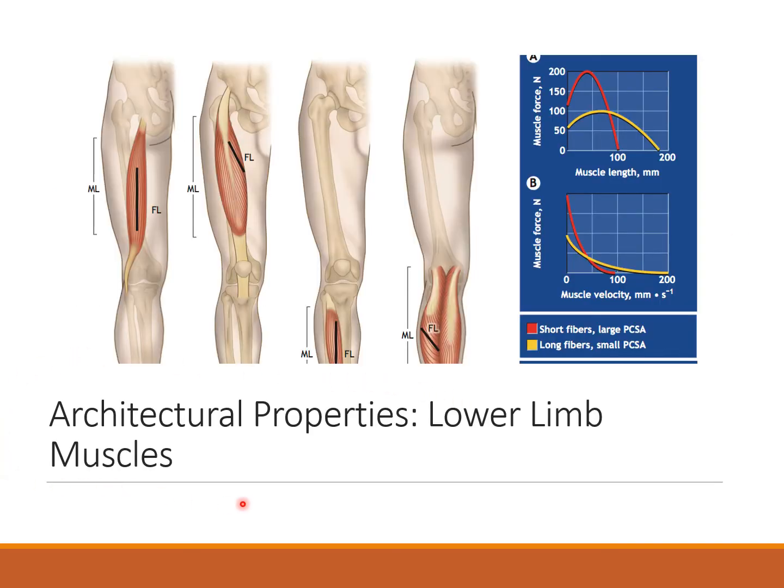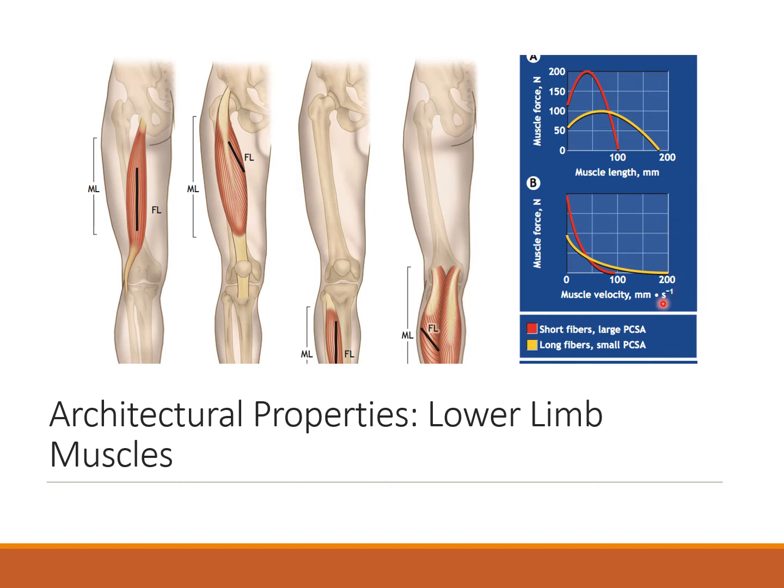So here we'll talk about architectural properties, and I think we're going to focus more on this graph on the right-hand side here. What you're going to see in this graph is, based on muscle length, a certain amount of force. Typically, when you have a shorter muscle, you're going to generate more force. When you have a longer muscle, you're going to generate less force.